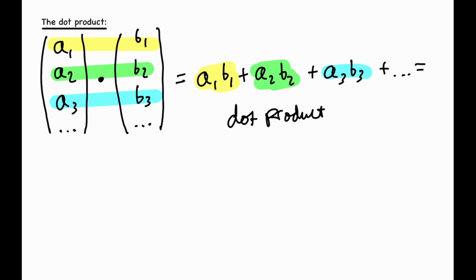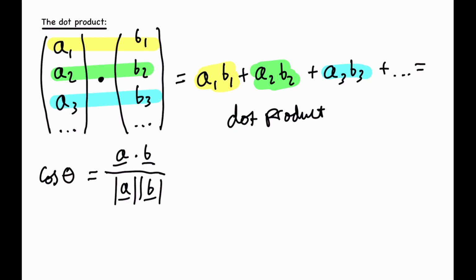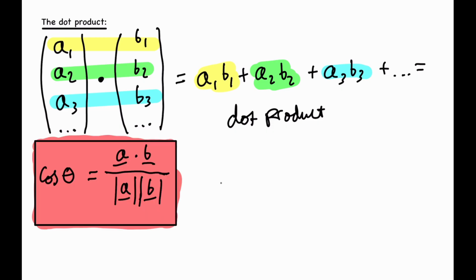And the dot product is very useful because there's a formula that relates the angle between two vectors and the dot product. This equation is cos theta, which is the angle between the two vectors, is equal to a dot b, if you have vectors a and b, over the magnitude of a multiplied by the magnitude of b. And if the two vectors are perpendicular, a dot b is equal to 0.